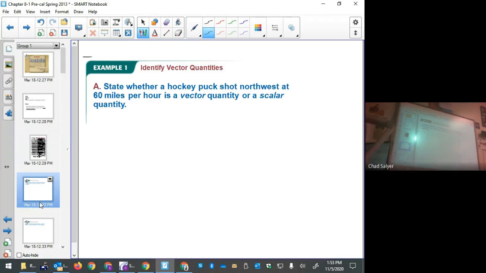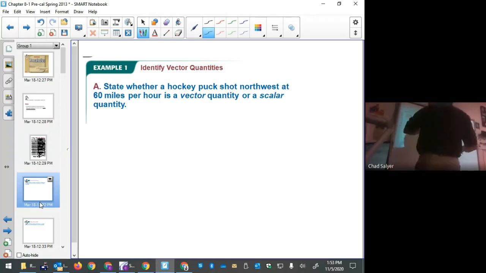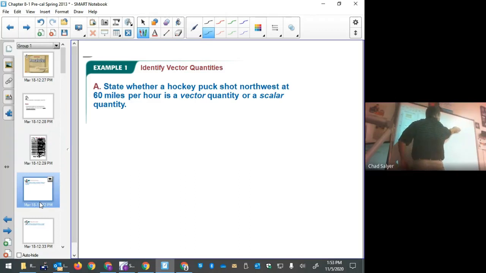Sir? What's a scalar quantity? So just 60 miles per hour is an example of a scalar quantity. It's one that only has magnitude, without direction.